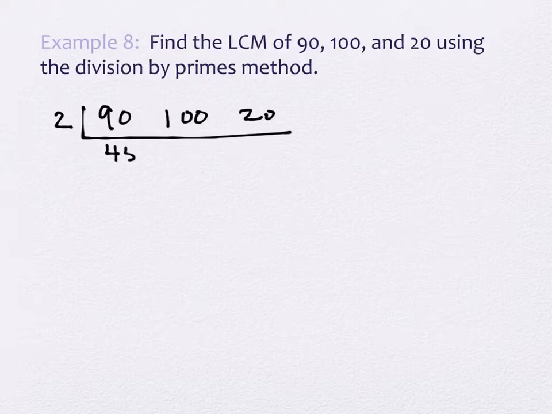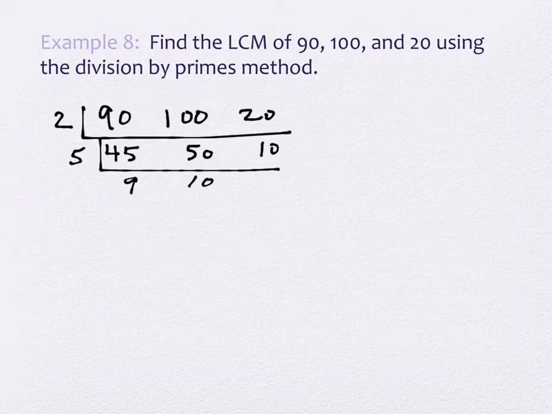So this is 45, 50, 10. Now, 2 will no longer divide all of these numbers, right? Neither will 3. 5 will, though, right? So we're going to divide them all by 5. 5 will divide all these numbers. So what's 45 divided by 5? 9. 50 divided by 5? 10. And 10 divided by 5? 2. Now, this is where we would stop if we were finding GCDs.